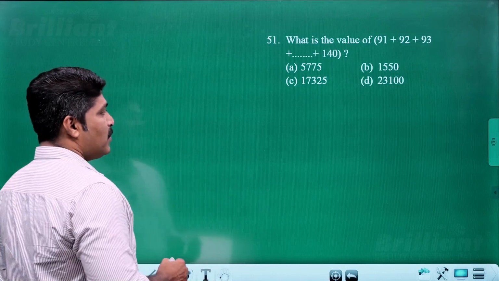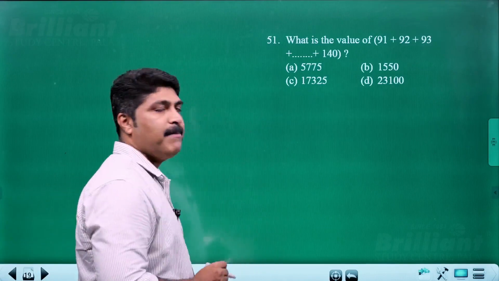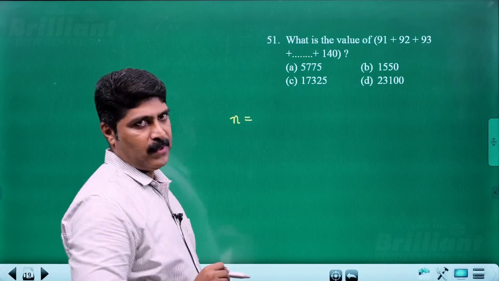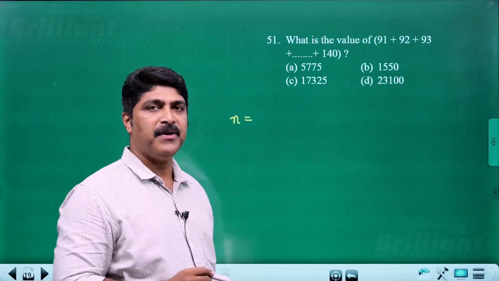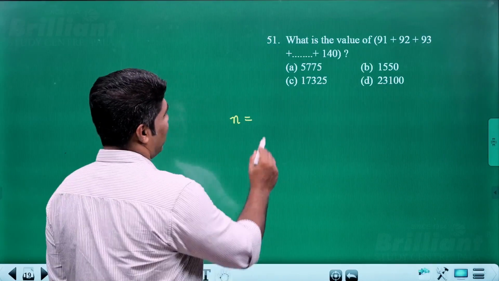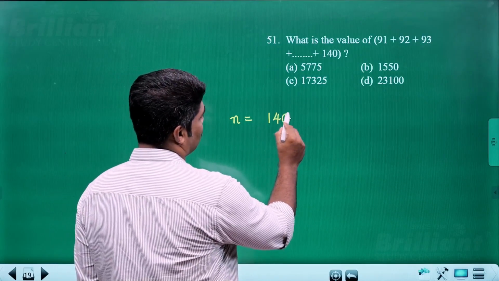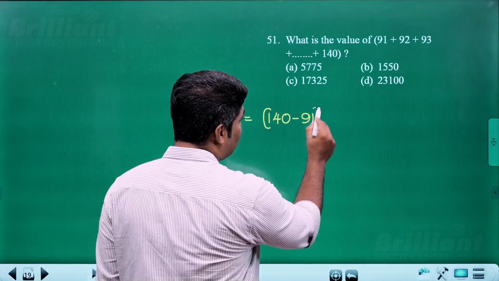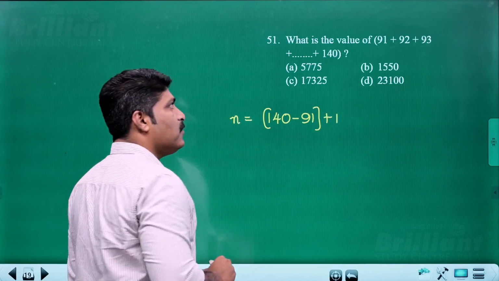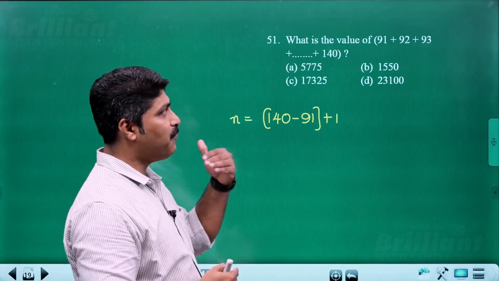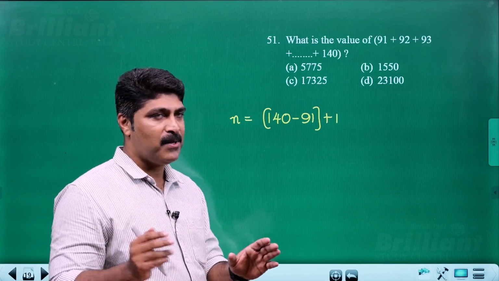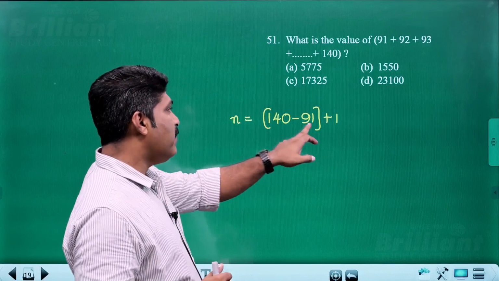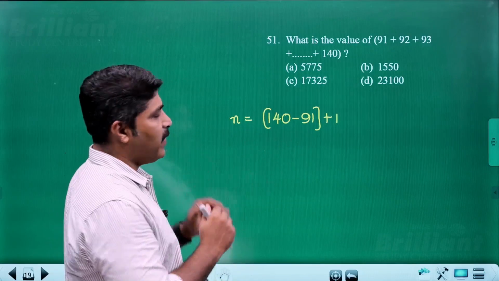First of all, we have to consider how many numbers there are here. How do we find the number of terms? Simply from 91 to 140, how many natural numbers are there? You just subtract 91 from 140, then add 1 to the result. This is the way to find the number of consecutive natural numbers from one particular value to another. So here, 91 to 140.